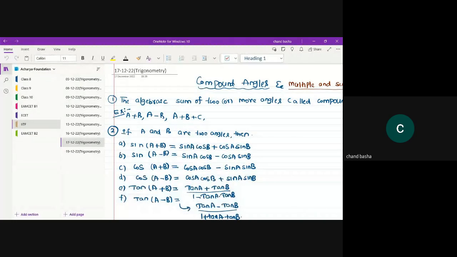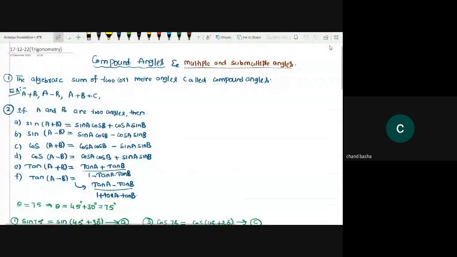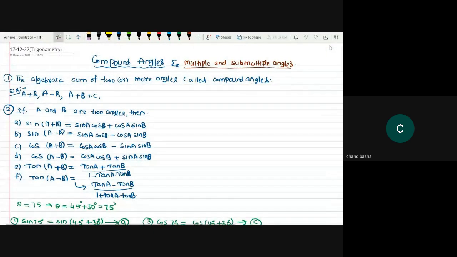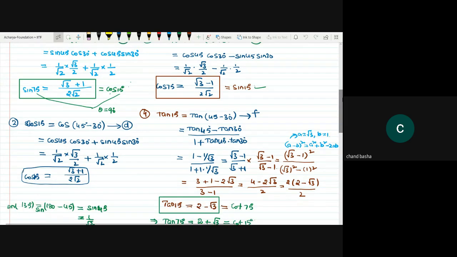These are the 5-6 important formulas I have given to you. The algebraic sum or difference is called the compound. So we can have sine, cos, tan, and the rest of the three, as I said, are the reciprocals. From this, you can find out the values of 15 and 75. Only these are the two values I'm finding.